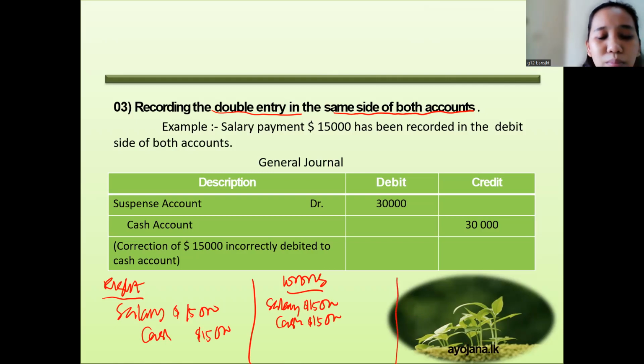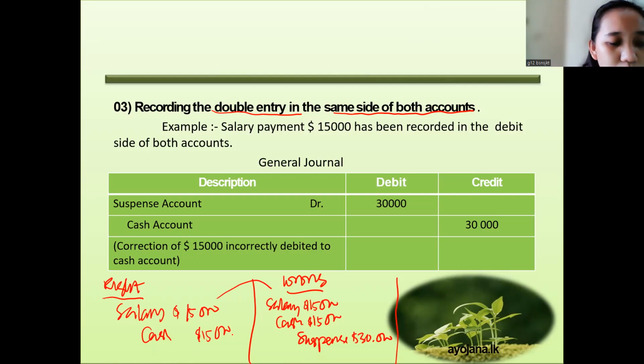Now we make a temporary account in order to balance our wrong accounts. That's why we put the suspense account on the credit side 30,000. After we find out the difference, we realize it might be because we forgot to write the cash on the credit side. We have already found the reason for this mistake. Now the salary: salary is correct, so no need to do anything.